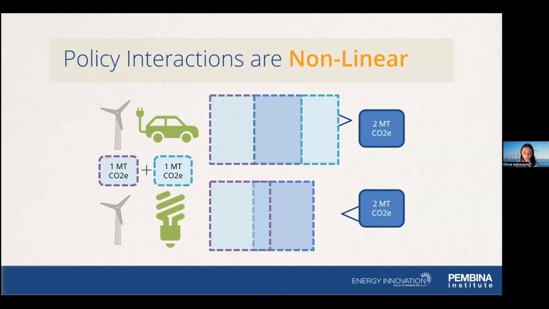However, we also have the opposite accounted for. An energy efficiency policy that reduces total electricity demand is going to make the effectiveness of a clean electricity policy a little less than it would have been otherwise. So even if both are contributing 1 metric ton reduction on their own, combined, these are going to be less than 2 metric tons. Next slide.